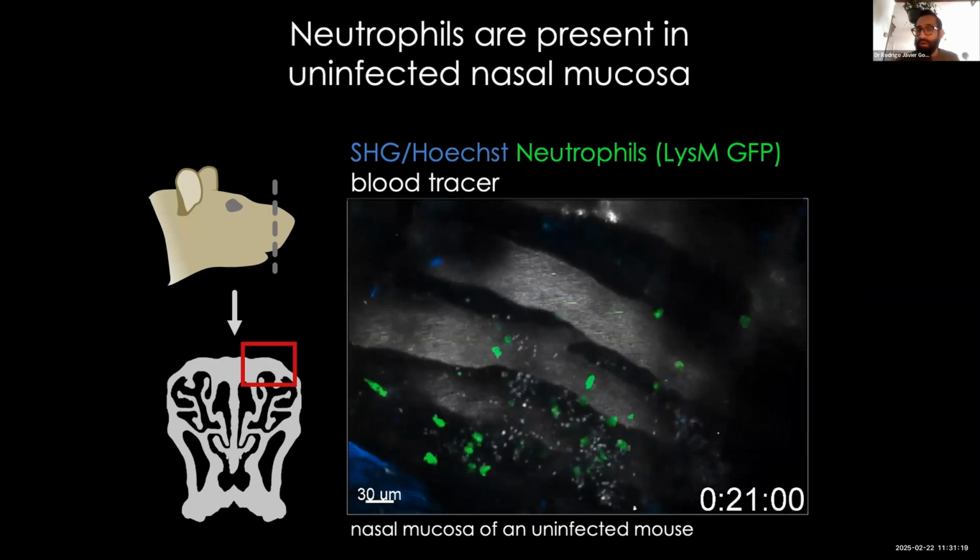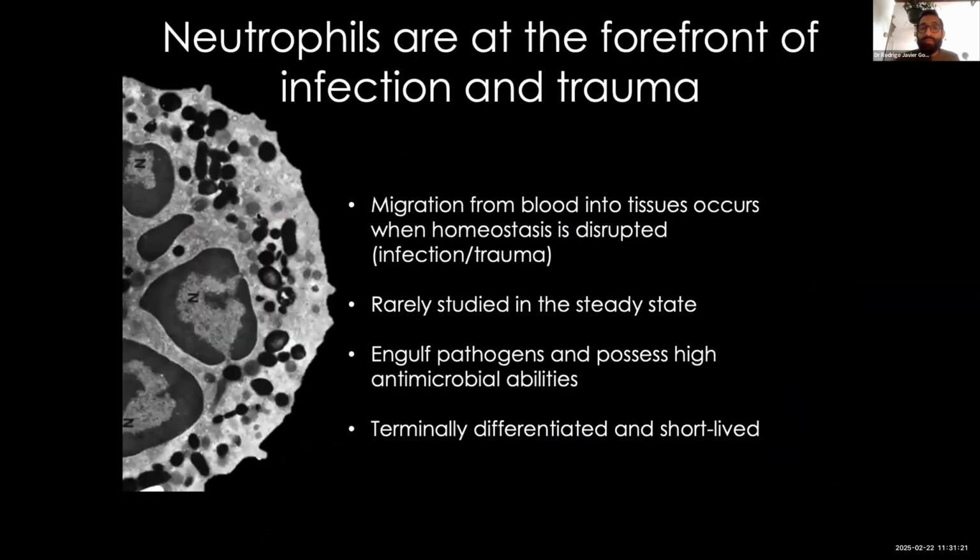And what do we know about neutrophils in general? Well, we believe that neutrophils are at the forefront of infection and trauma. Importantly, that they migrate from blood into tissues only when homeostasis is disrupted. Maybe for this reason, they're rarely studied in the steady state. We also know that they engulf pathogens and they possess high antimicrobial abilities. And we also think that they are terminally differentiated and they are short-lived.